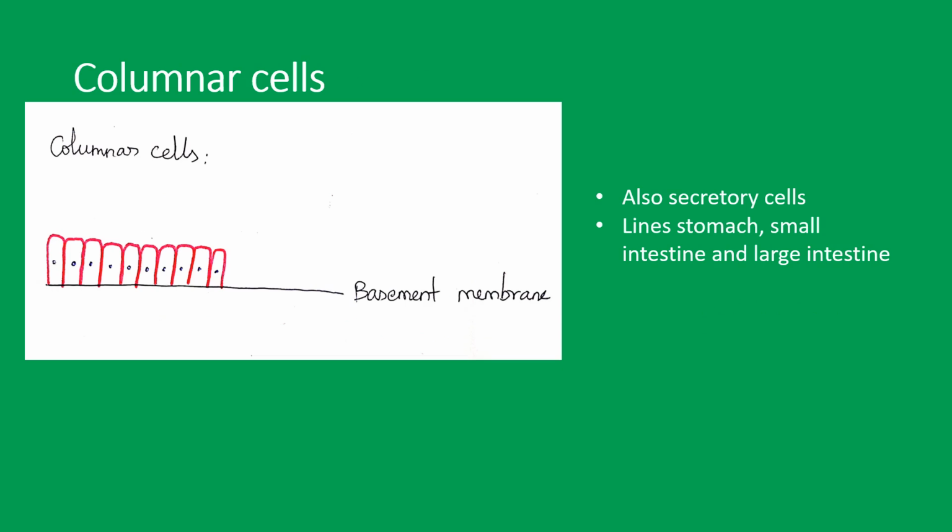So columnar cells. Columnar cells are also secretory cells, just like cuboidal cells. They are also secretory cells. They line the stomach, small intestine, and large intestine.